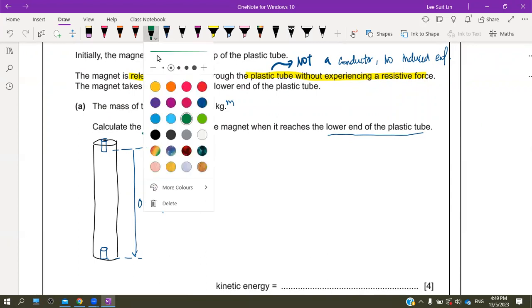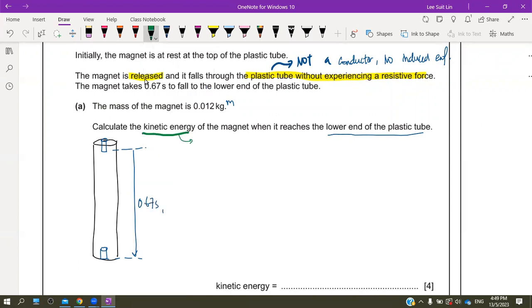So if you can recall the equation for kinetic energy, KE is equal to half mv squared. I already have m. So all I need is the velocity v of the magnet. At this point here, this u is 0. So we can use your kinematics equation. In fact, we need to use your kinematics equation. All right. So there are a few ways to do this.